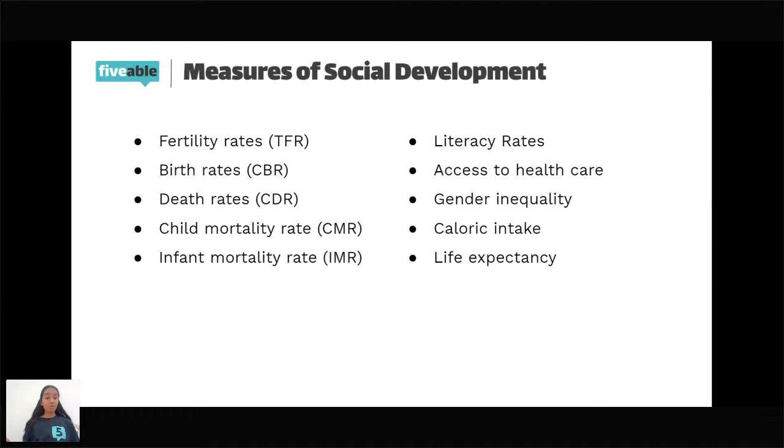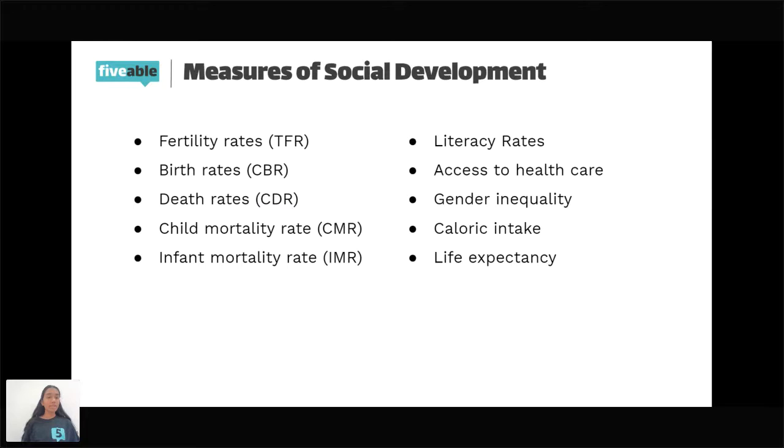Because developed countries have more healthcare, more access to medical care, and just overall higher income, they have more to spend on sending people to the doctor. And literacy rates: developed countries have higher literacy rates because they have a lot more education and more ways to regulate how children go to school. And access to healthcare is obviously greater in developed countries. Gender inequality, we will talk about that later, but there's less gender inequality in developed countries.